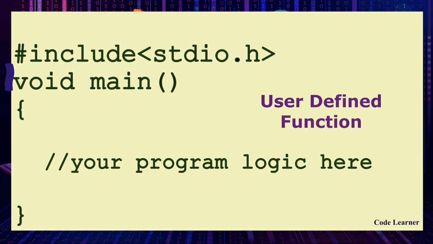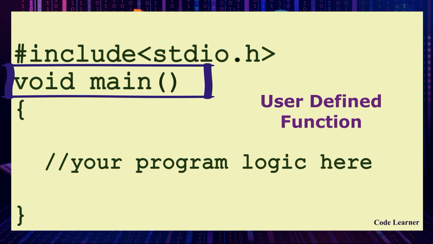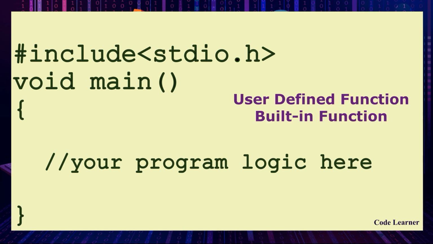The next line of code is void main. This line is called the function definition. Every C program contains at least one function, which is the main function. The program execution begins from this line onwards. The main function is a user-defined function. The user defines what should be processed inside that function. That's why it is called a user-defined function. There are two types of functions in C: user-defined functions and built-in functions. We will explain what a function is in detail in the coming videos, so don't worry about this term.